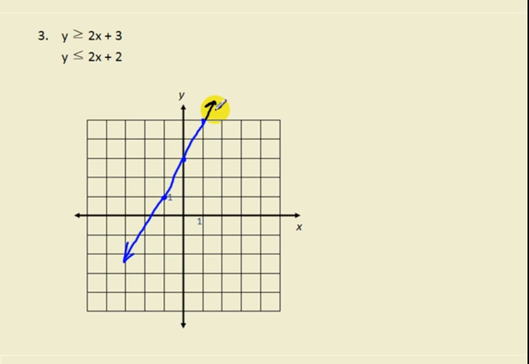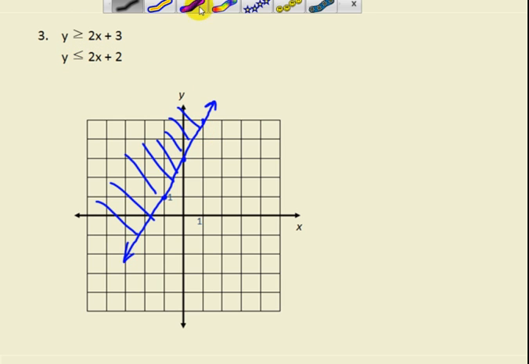So something like that. And we're above that line because it's greater than or equal to. And then for the second line we have a y-intercept of 2 and again a slope of 2. So up 2 and to the right 1 or down 2 and to the left 1. So we have a solid line here, parallel to the first one.